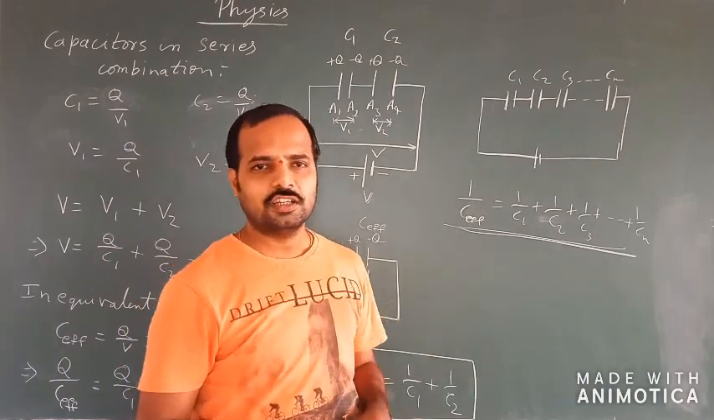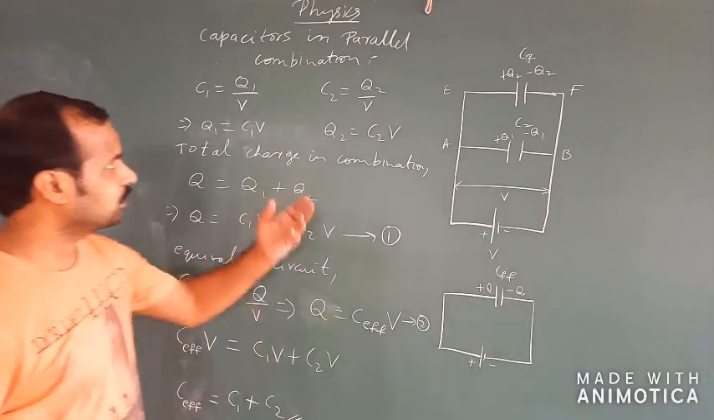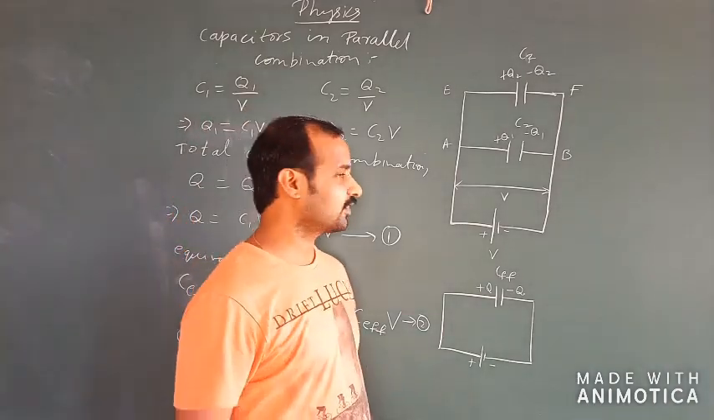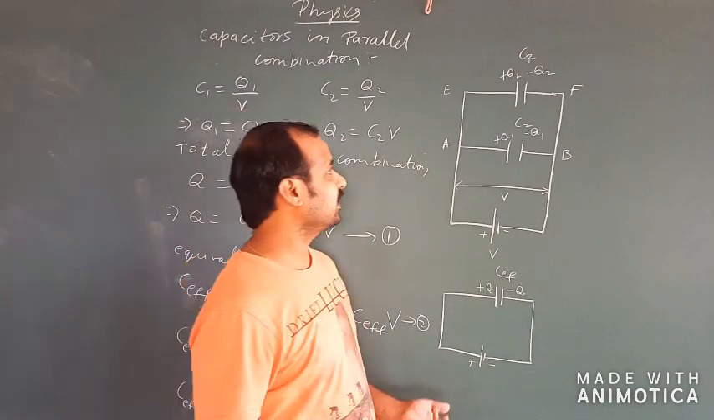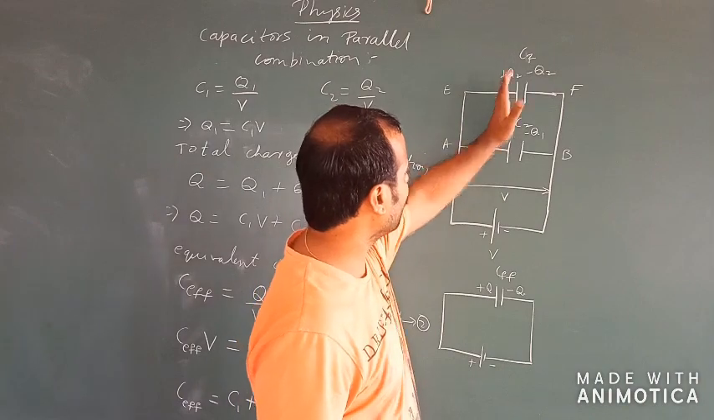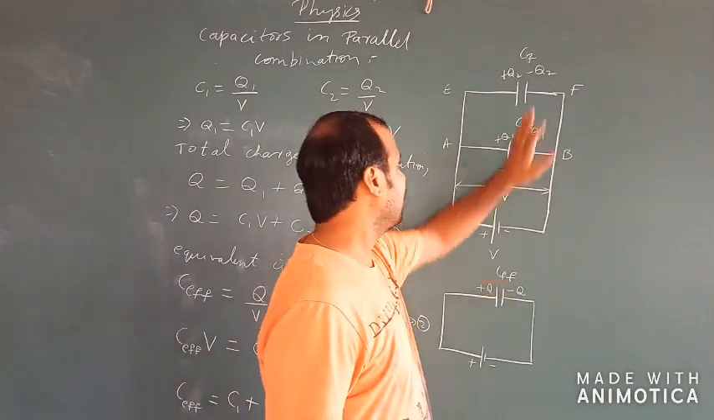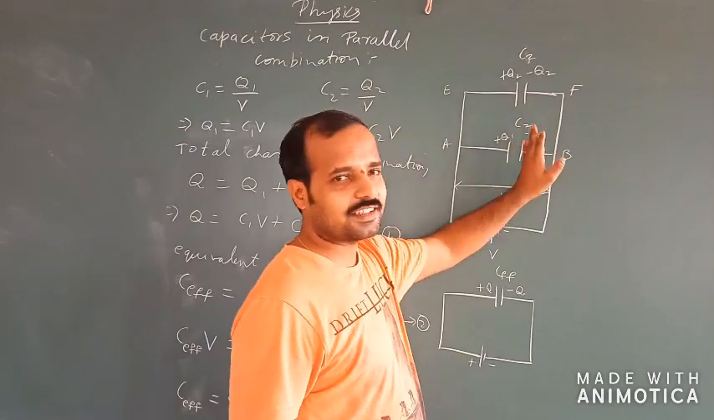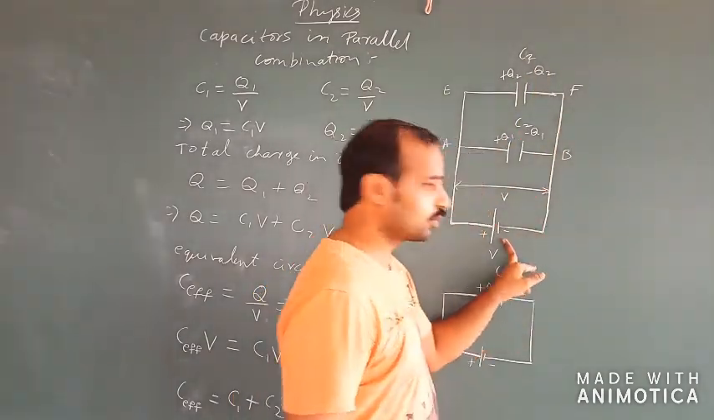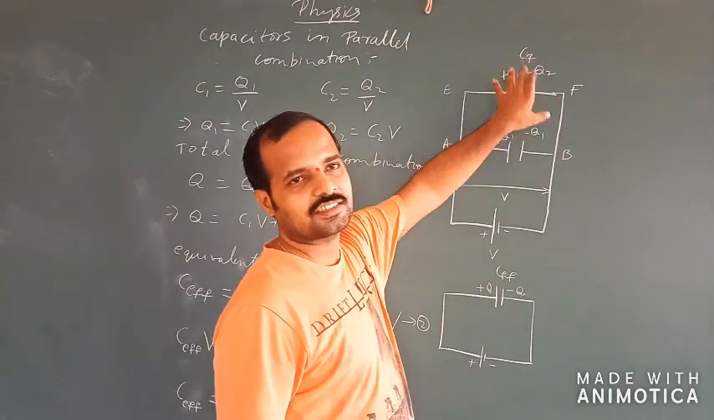Now we will move on to the parallel combination of capacitors. In this, we can see that the capacitor plates on one side are both connected to the positive terminal of the battery, and capacitor plates on the other side in both the capacitors are connected to the negative terminal of the battery. So such a combination we call the parallel combination.